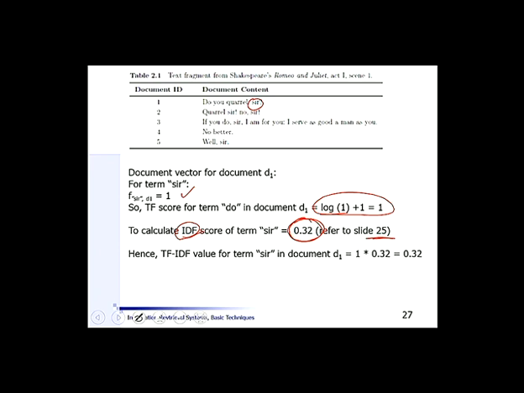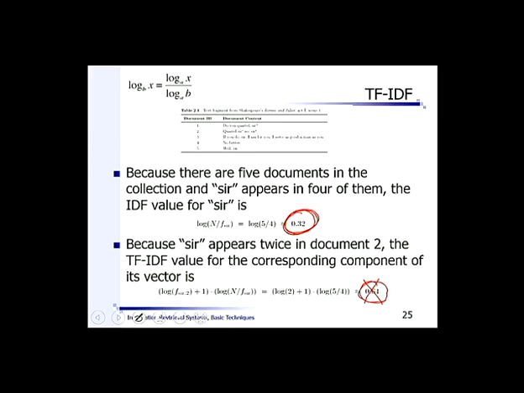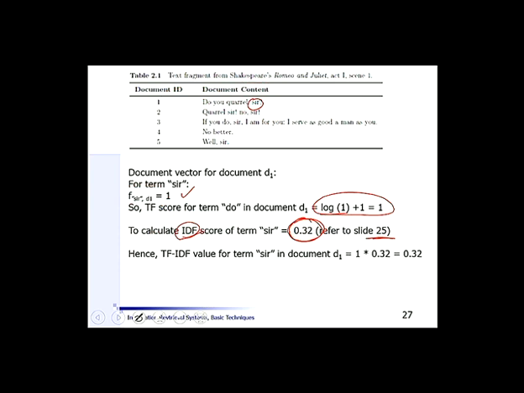Now TF is different. You see, here it is log of 2 plus 1, so it comes out to be 2 for TF of "sir" in document 2, because it appears 2 times. So the TF value will be different, but the IDF value will be the same. I hope you get it. We use the same IDF, and now TF-IDF for this term in document 1 for "sir" comes out to be 0.32.